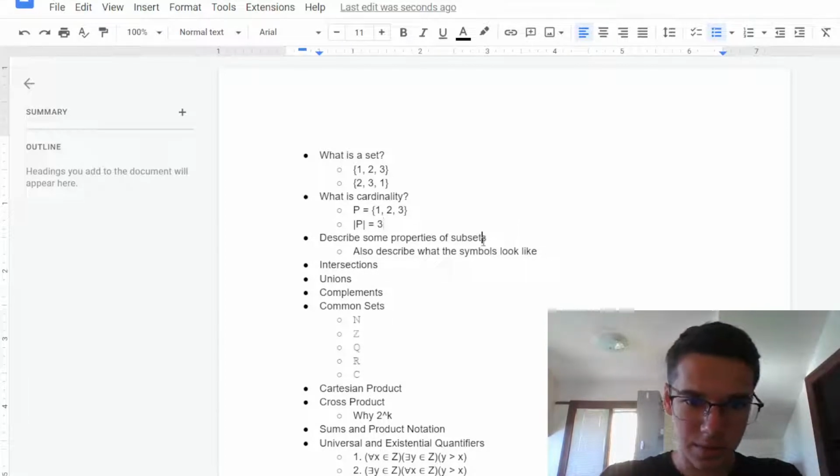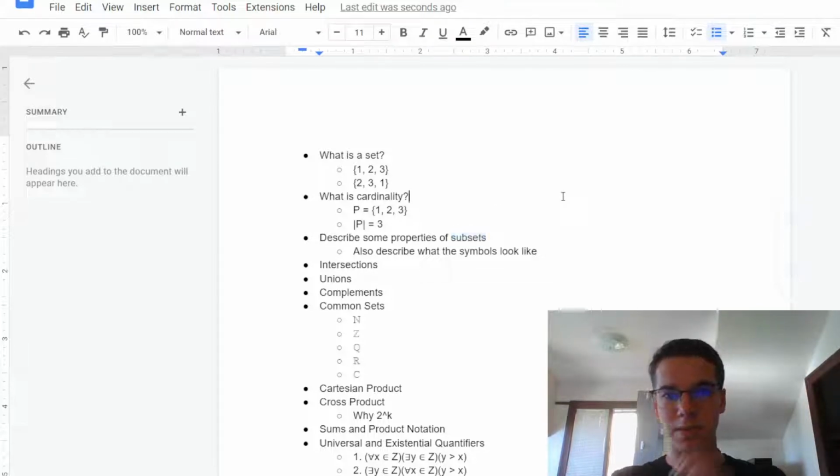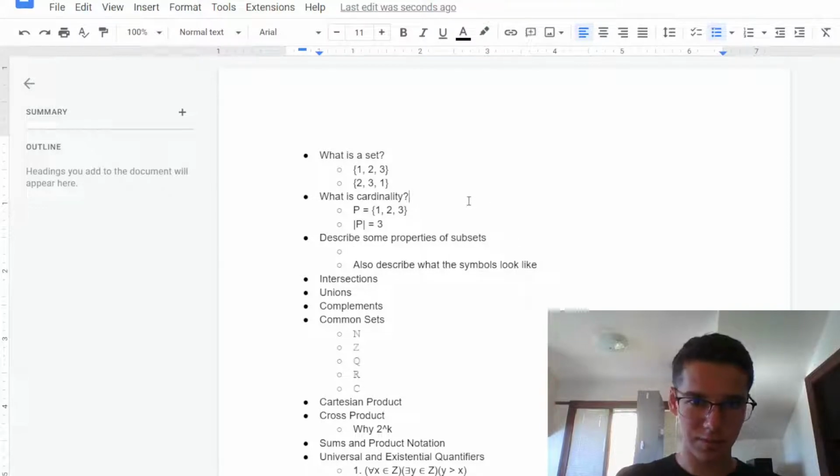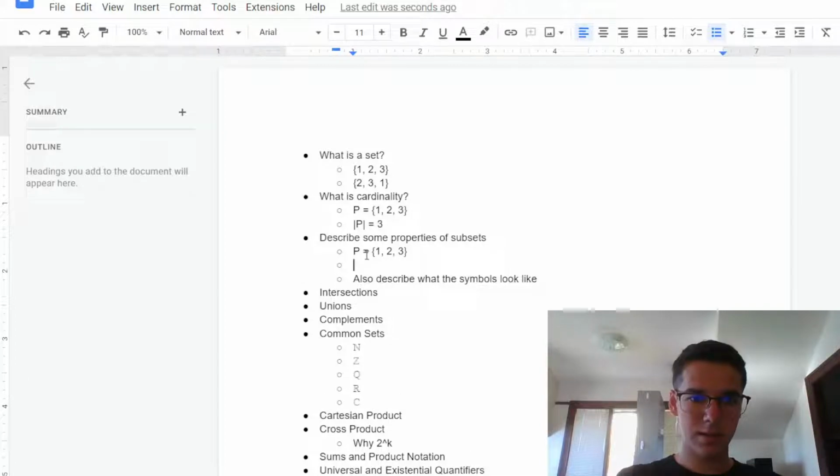Next, we're going to talk about subsets. So a subset is any set of a given set that is using the same elements or fewer of those elements. So again, using our example from above, where P is equal to {1, 2, 3}, a subset of P would be something like {1, 2}, or maybe just {1}, but also {1, 2, 3}.